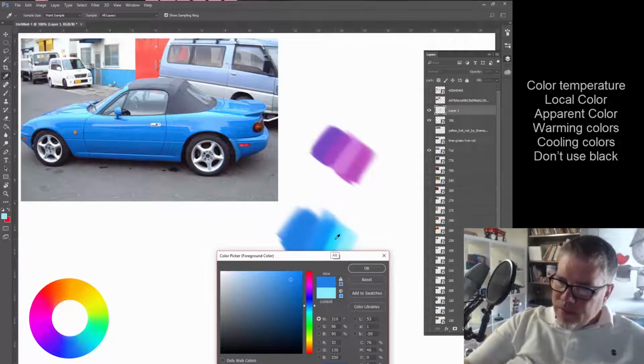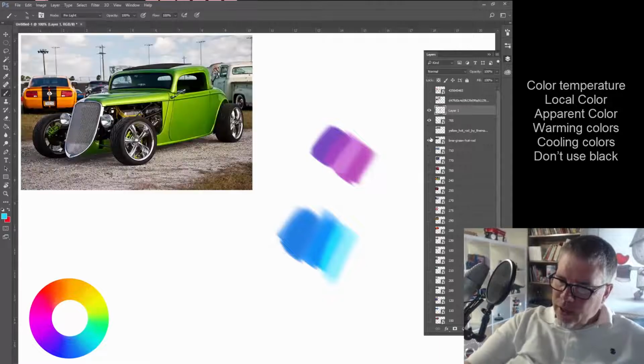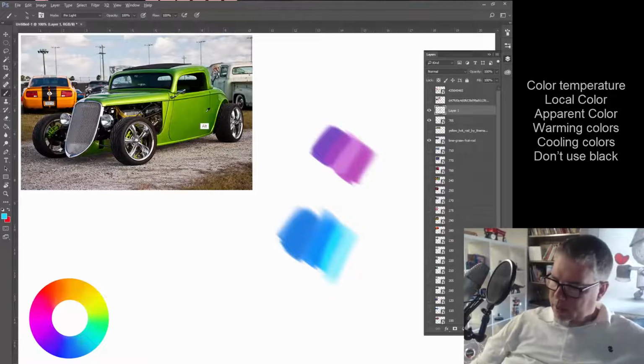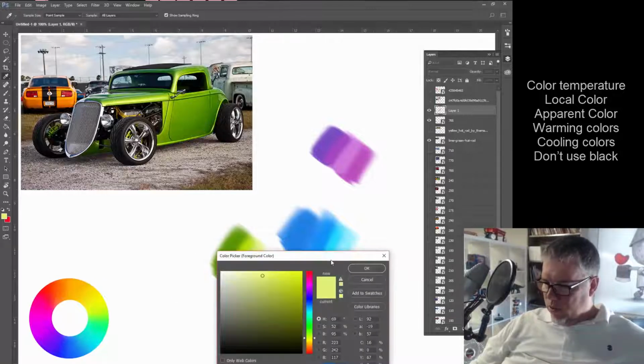Same with green. The halftone is probably somewhere in there is the actual paint color. And then where do we go? We go to yellow. Right? So we'll look at that one. There's green, and then when we warm it, we go more towards orange. So we're going towards the orange to warm it up.